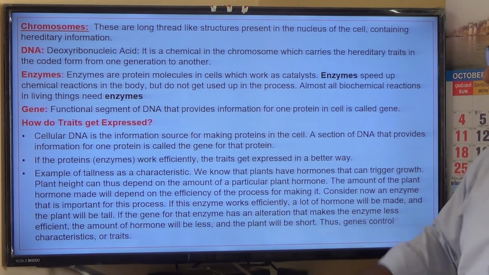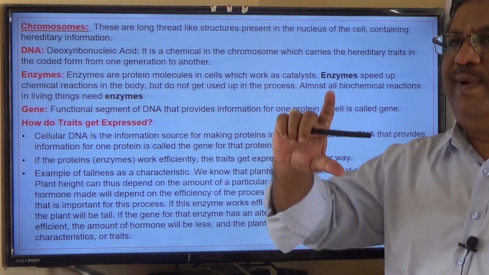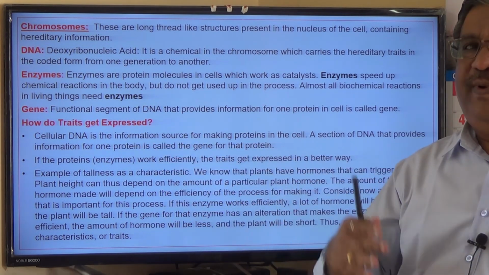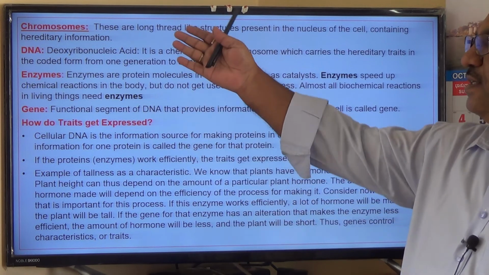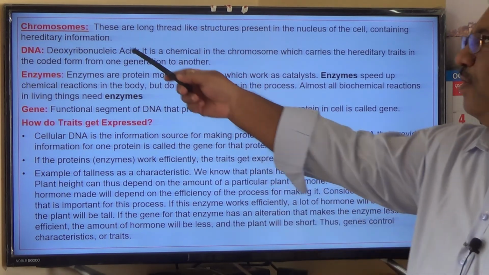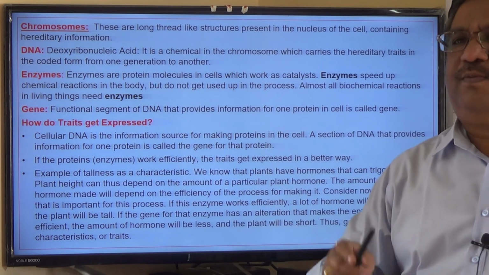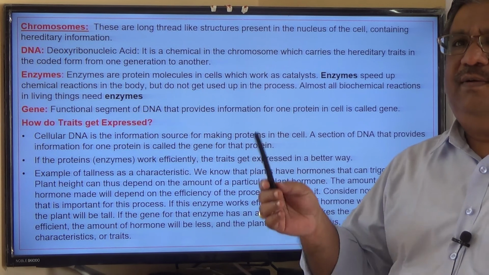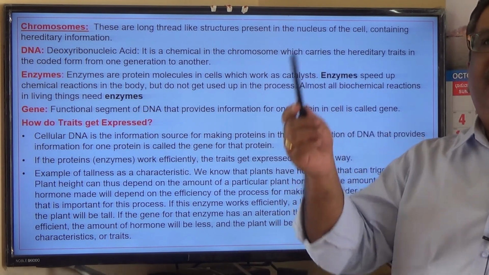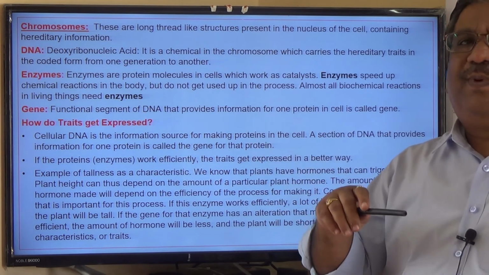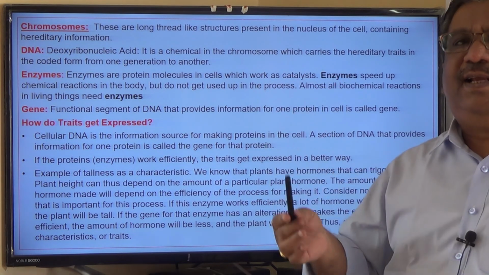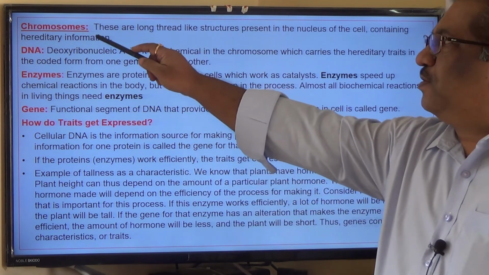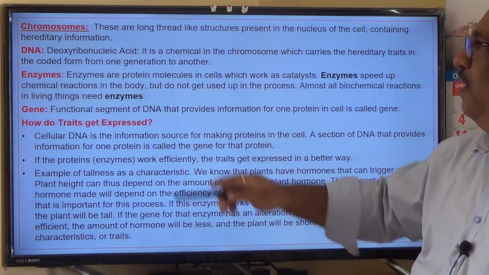Next, before we understand further the mechanism of inheritance and how the traits get expressed, we should be aware of certain facts over here. So let us study what are these things. First of all, what are chromosomes? Chromosomes are present in the nucleus, in the nucleoplasm. Nucleolus is the center of the nucleus, and nucleoplasm is the jelly-like substance or a fluid which surrounds the nucleolus. So chromosomes are present in nucleoplasm.